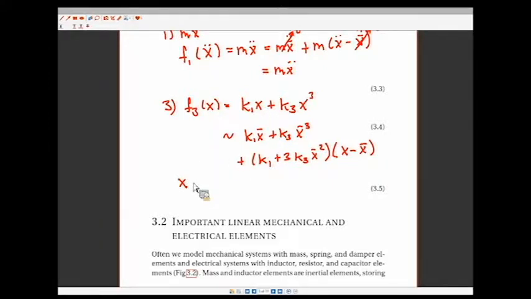So we have x of t is equal to x hat of t plus x bar. So x bar is a constant. That's not a function of time. x is a function of time, and x hat is a function of time. And so what we're saying here is these are functions of time.